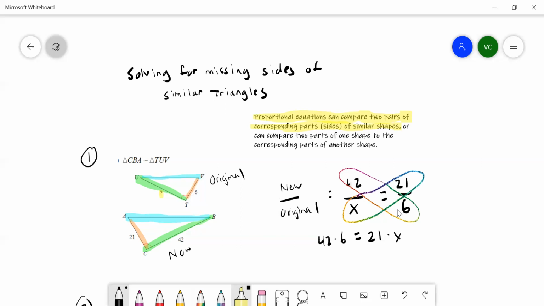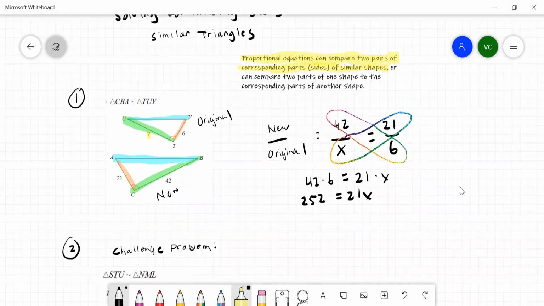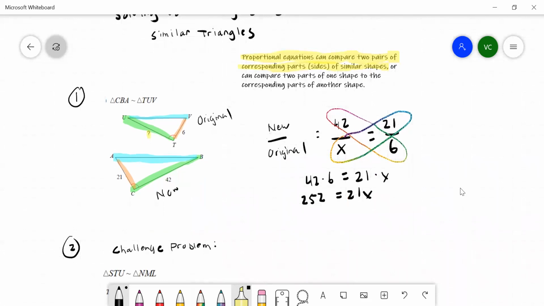I'll use my calculator just so I don't make any mistakes here. 42 times 6 is 252. That's going to equal 21X. And then finally, you're going to divide both sides by 21. The 21s cancel out. X is going to be 252 divided by 21, which is 12. So this is going to be 12.